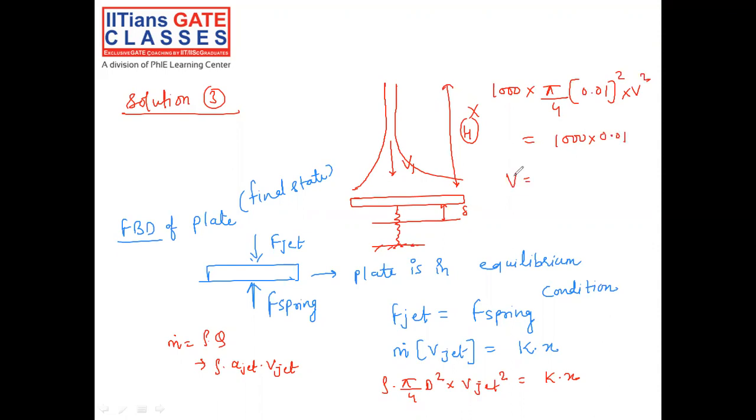So if you calculate, the 1000 will cancel out. So 4 into 0.01 divided by pi into 0.01 square. So what you are going to get is 11.28 meter per second. This will be the answer for question number 3.